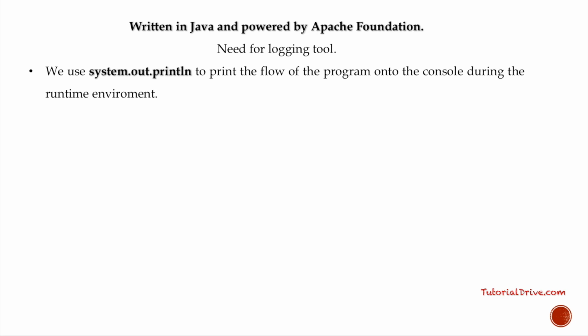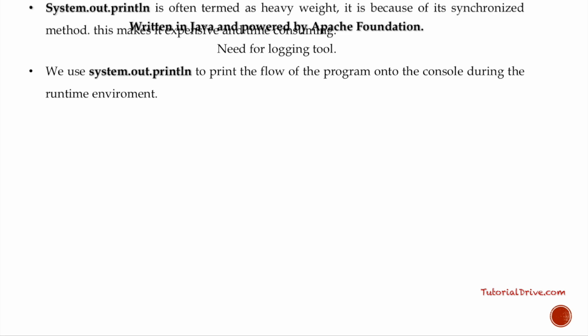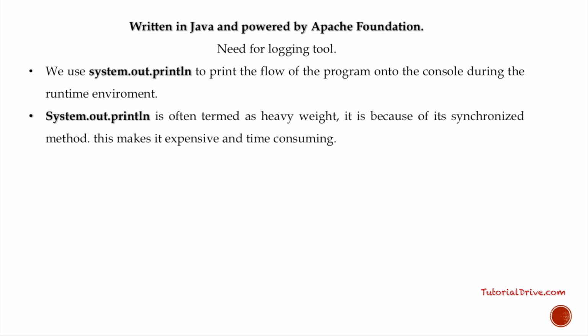The emergence of logging frameworks was for many reasons. System.out.println is only used for console display, and if you observe, system.out.println is a synchronized method, so it is very costly. Every time you write system.out.println like 100 times in a program, it's just not an efficient way to program, because you are using a synchronized method there. This is one of the drawbacks of system.out.println, and also you can only display the information on the console.